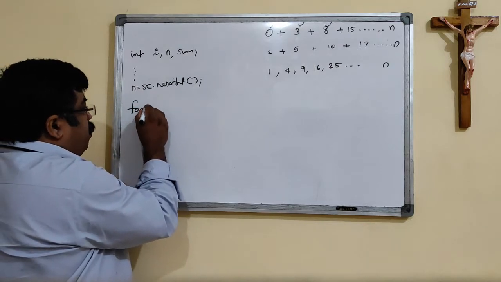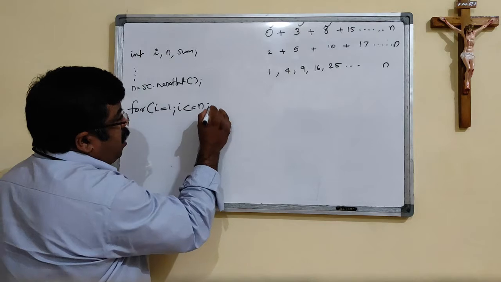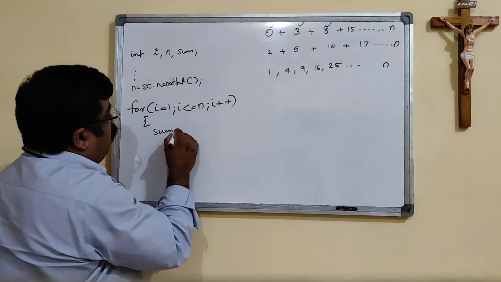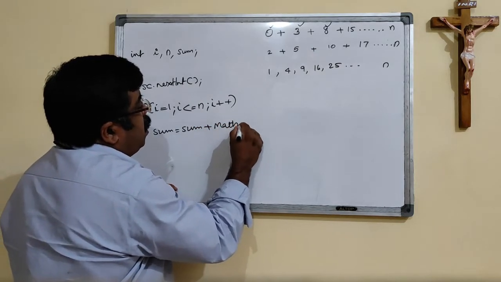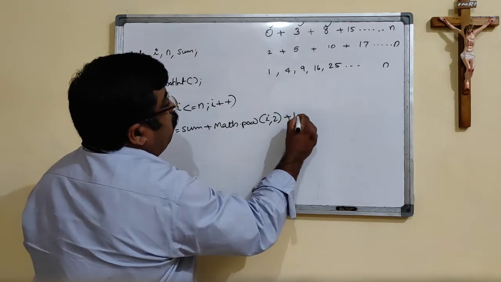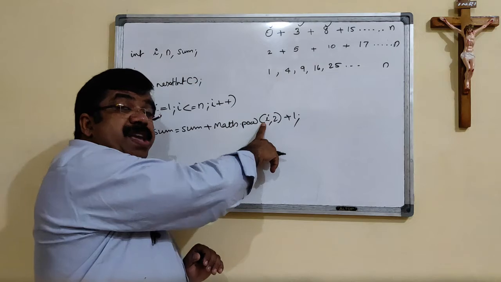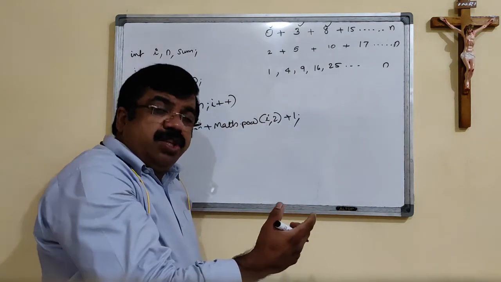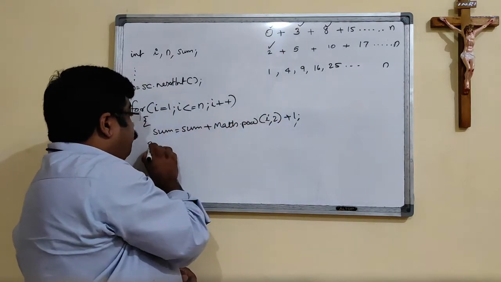So give the for loop, very simple. I equal to 1, I less than equal to n, I plus plus, sum is equal to sum plus Math.pow of I comma 2 plus 1, very clear. What is the value of I when it is 1? 1 into 1, that is 1. 1 plus 1 is 2, 2 added.